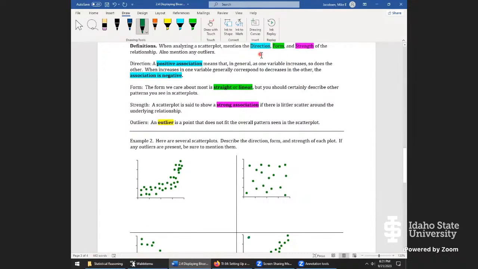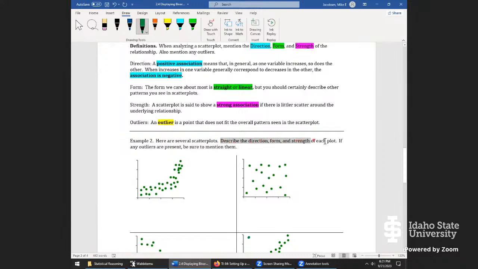Just like with the histogram, if we want to say what the shape is, we mention symmetry versus skew, unimodal versus bimodal, and so on, and whether or not there are outliers. Here, we'll mention direction, form, strength, and whether or not there are outliers once again. So first, we'll do these one by one. Let's take a look at this example right here. Who knows what the data are? There's no context, but it's definitely a scatter plot.